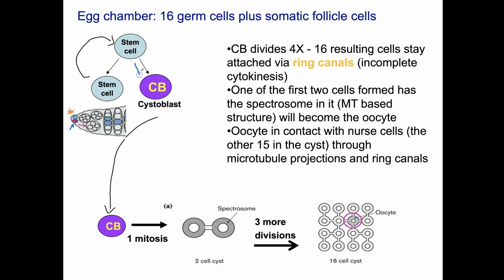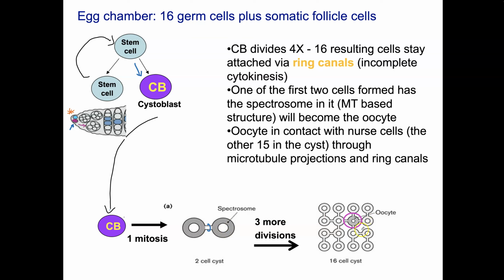But one of the cells is different. It contains something different, and that sets it on its own path, which is to become a cystoblast. And the cystoblast goes through mitosis. The cells divide, but they don't completely divide. There's a little chamber called a ring canal, a little channel between those two cells. So they almost completely divide, but there's a little tube left that connects them to each other.